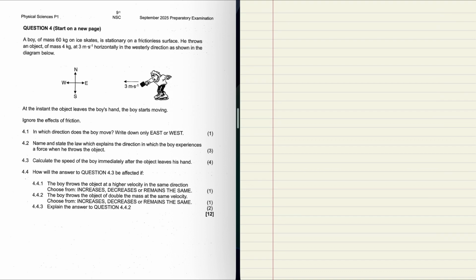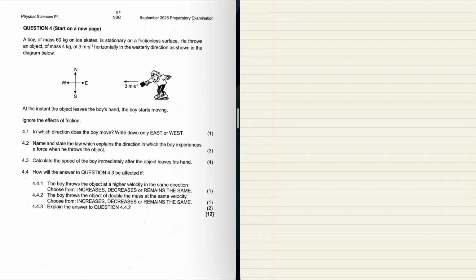Question 4 of the paper says a boy of mass 60 kilograms on ice skates is stationary on a frictionless surface. He throws an object of mass 4 kilograms at 3 meters per second horizontally in a westerly direction as shown in the diagram below. At the instant the object leaves the boy's hand, the boy starts moving. Ignore friction.